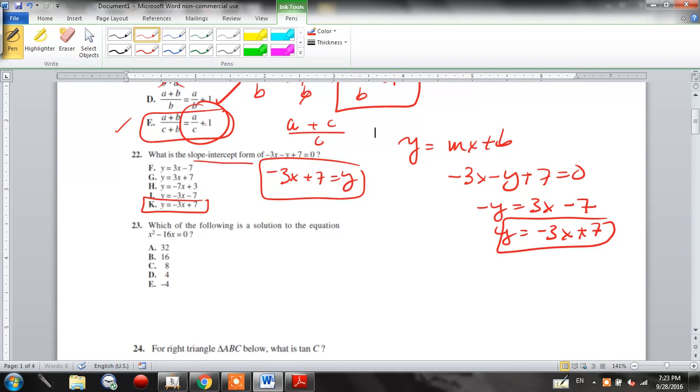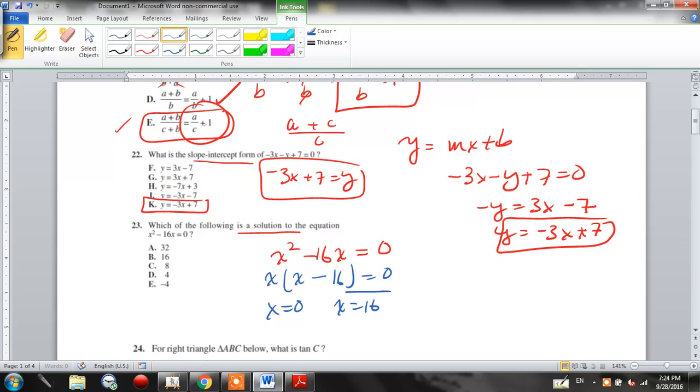Number 23. Which of the following is a solution to this equation? This is x squared minus 16x equals 0. Now this is a quadratic, but it's not a fancy quadratic. It's an easy quadratic because there's no third term here. So you just factor out an x from both terms, and you get x times the quantity x minus 16 equals 0. There's no square rooting or any of that stuff. So x is equal to 0 or x equals 16. These are the two answers. So x equals 16 is the answer.